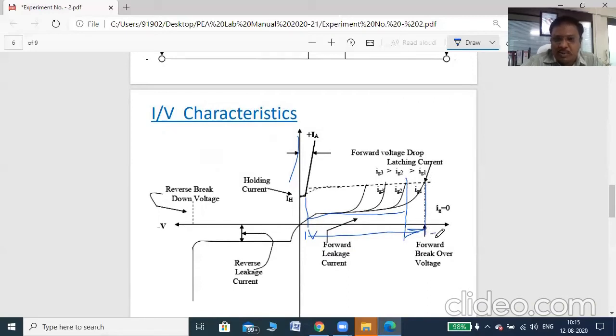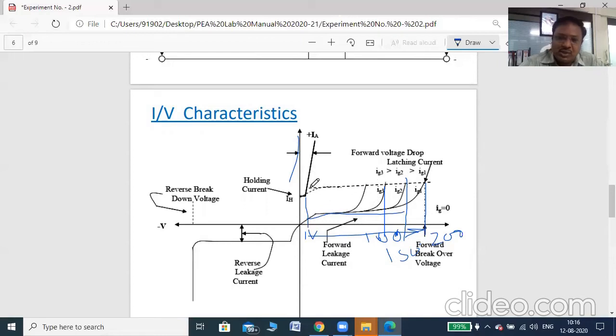So this voltage is approximately 200 volts, right? This voltage will be definitely 150 volts, right? If I increase the gate current further, the SCR will turn on here, at 100 volts, and so on. So what happens exactly? If the gate current increases, the voltage required to break over or turn on the SCR decreases, right? So these are the characteristics.